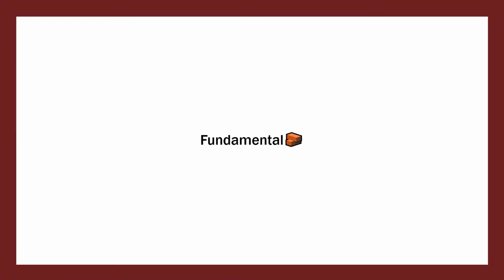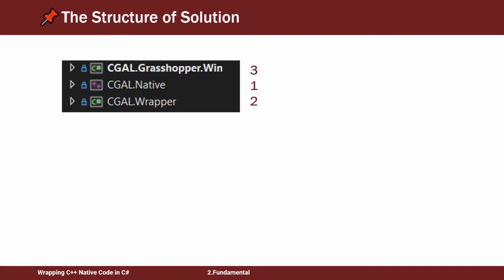In the following section, I will briefly introduce you to the fundamentals behind this topic. As usual, let's look at the bigger picture, the layout of our solution. First, we have the C++ project. We name it with a native prefix. Second, we use C# code to wrap the C++ code. We call it wrapper. Then we have the application project, which could be either WPF, WinForm, etc. But in our tutorial, it is the Grasshopper plugin.